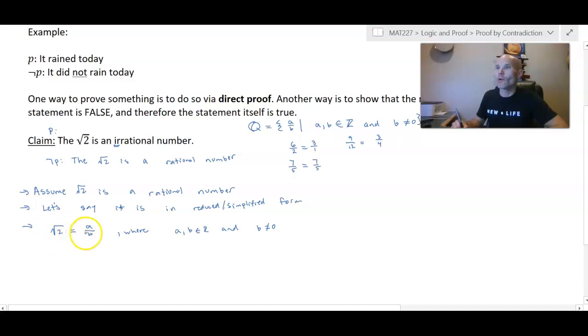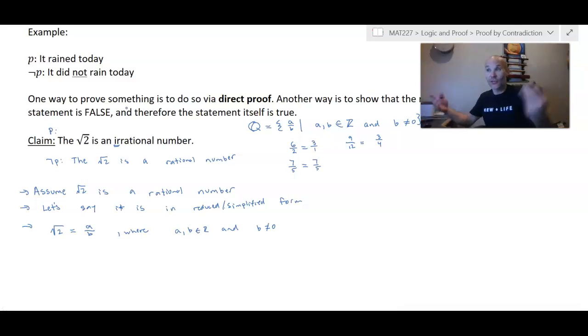Okay, so what can we do with this? Well, now we have an equal sign in there, right? If it's an irrational number, I can't say square root of 2 equals anything because I don't know the structure of an irrational number. I just know that it's not a ratio of two integers.